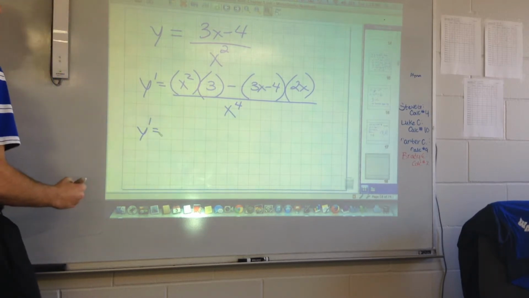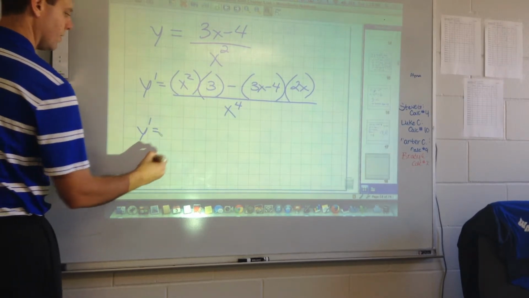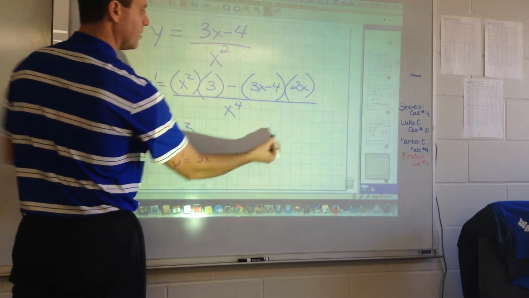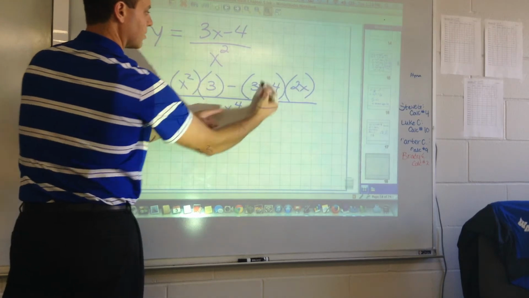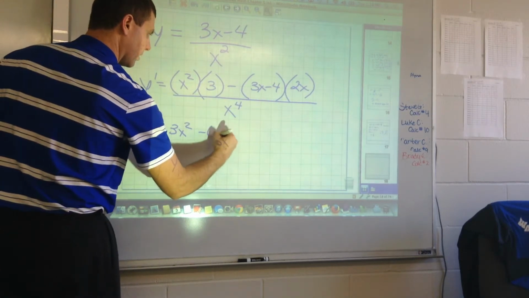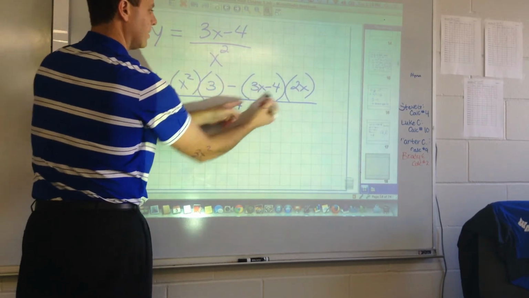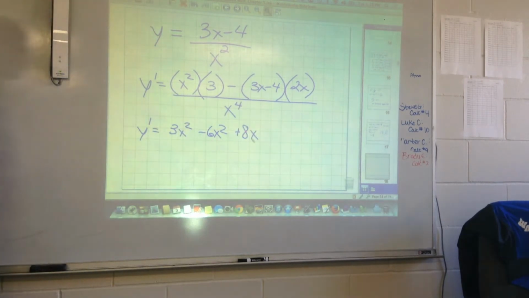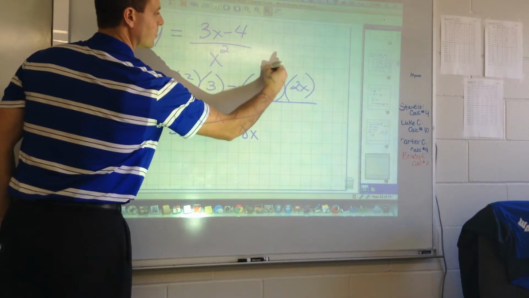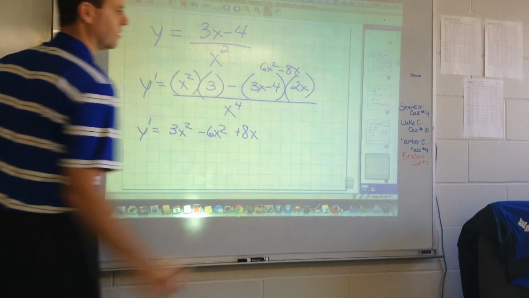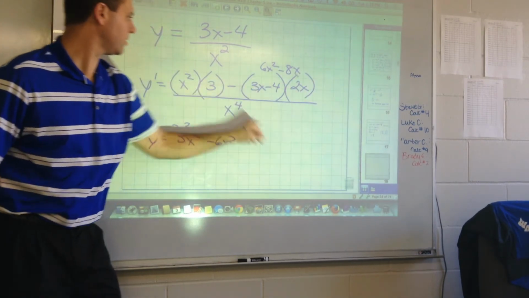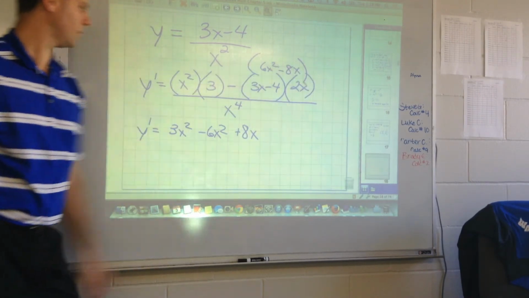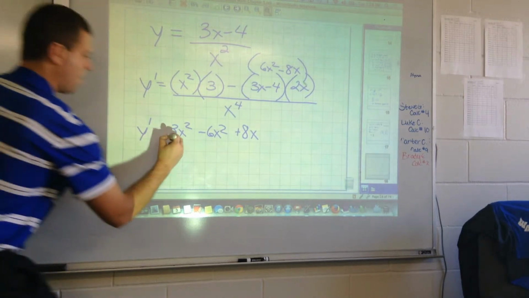I just made this one up, so I don't know what I'm going to say. Ooh, we can take the x's out. 3x squared, that'd be 6x squared, so minus 6x squared, minus 8, so plus 8x. And this would be 6x squared minus 8x right here, but I'm subtracting that quantity, so it's minus 6x squared plus 8x.